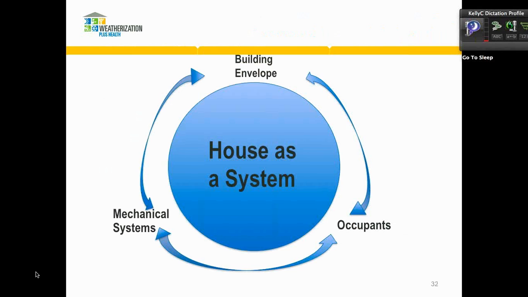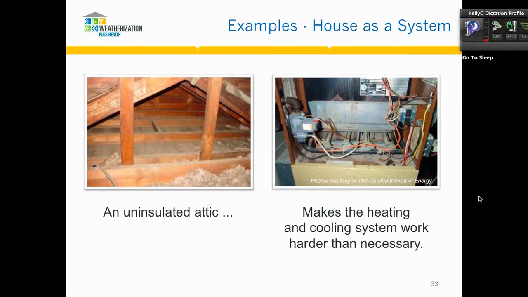And everything that we do applies the house as a system principle, where we're looking at all the pieces of a house and how they interact. You'll notice it's not just the building envelope, which is the walls, the roof, the foundation, and the windows. It's not just the mechanical systems, but also the occupants. They're a huge important part of that house as a system because they operate that house. That's why the client education piece that Bob talked about is so important.